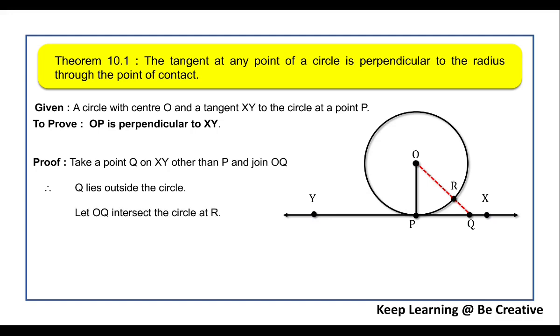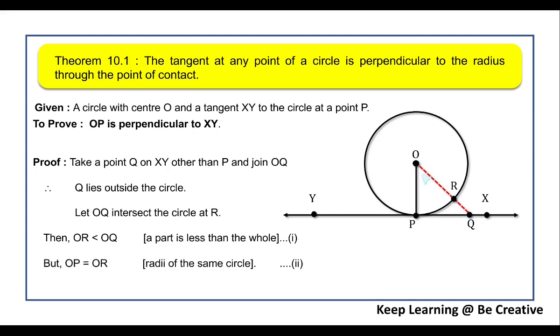Now let OQ intersect the circle at point R. So definitely, since point Q is outside the circle, if you try to connect the center with Q, it is going to intersect the circle at a certain point that we will name as R. Now we can very clearly say that OR will always be less than OQ. Why? We know by the statement of Euclid that the part is always less than the whole. So OR is a part of the line segment OQ, so definitely OR will be less than OQ.